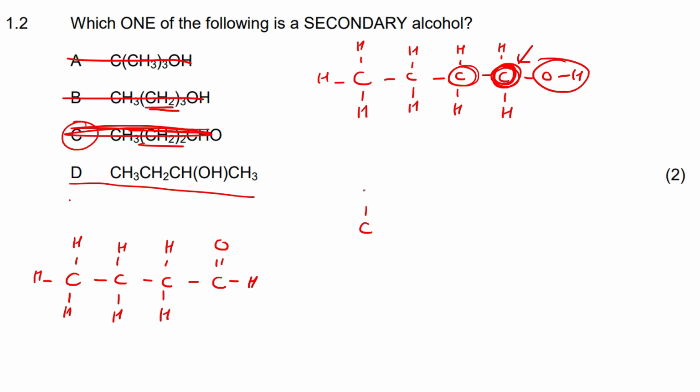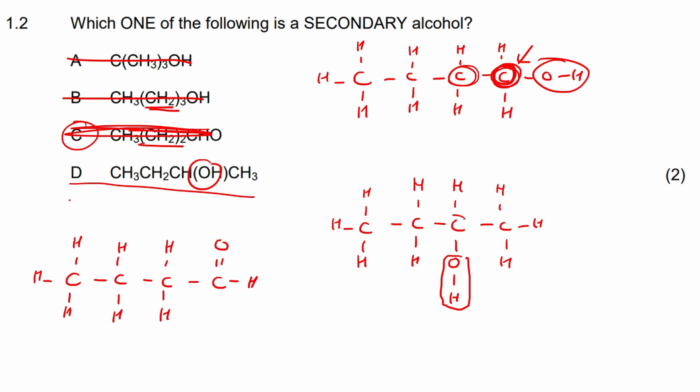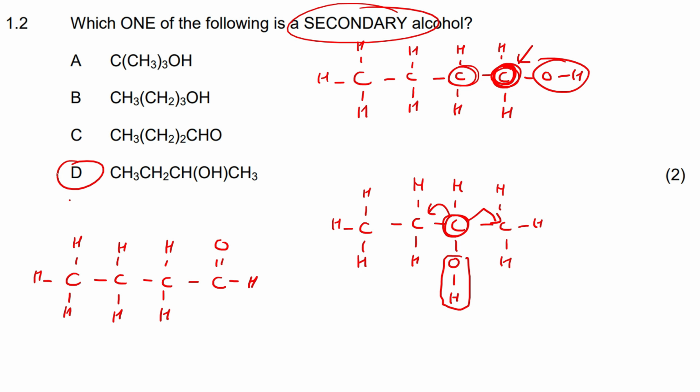So it's got a CH3, then it's got a CH2, then it's got a CH, and then there's an OH. So we'd put that over there. And then there's a CH3. Okay, good. So if we look at the OH, look at the carbon touching the OH. How many carbons are directly touching that one? 1, 2. Secondary. Perfect. And so the answer for this one is D.